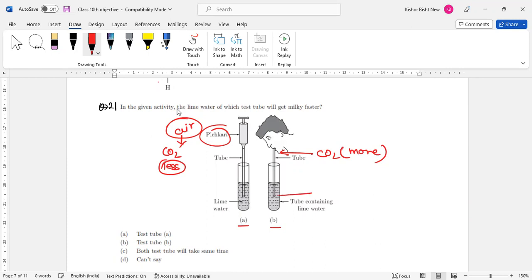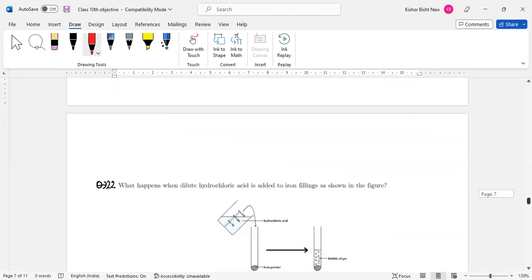So this will turn milky faster. Both will turn milky, but this one faster because the carbon dioxide amount is more. Which test tube will make the lime water milky faster? This is B. So test tube A, no. Test tube B, yes. Will both test tubes take the same time? No, because the percentage of carbon dioxide in air is less. So can't say. What is your correct answer? Correct answer is B.